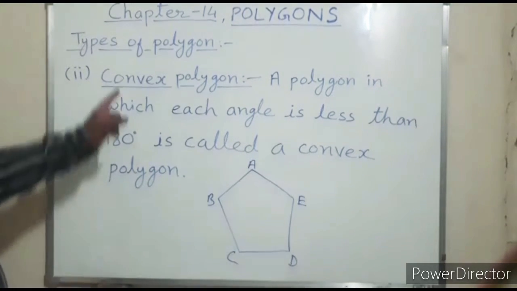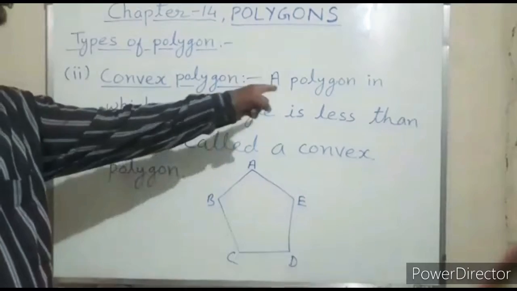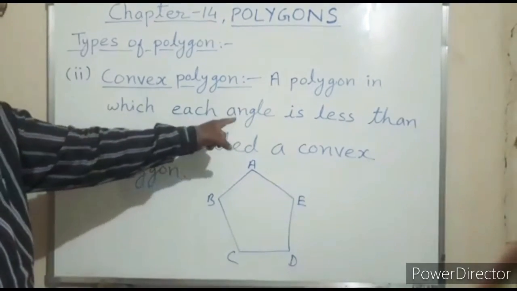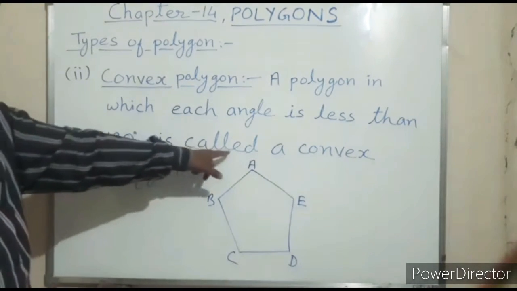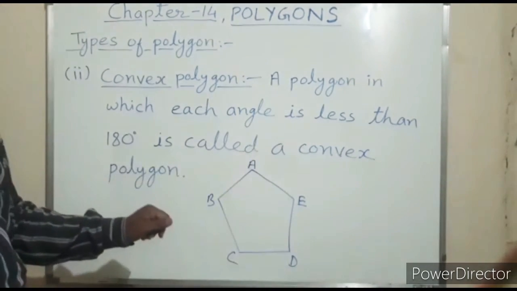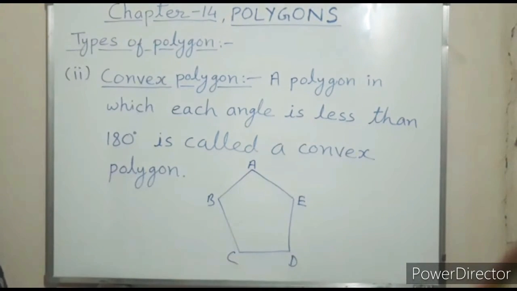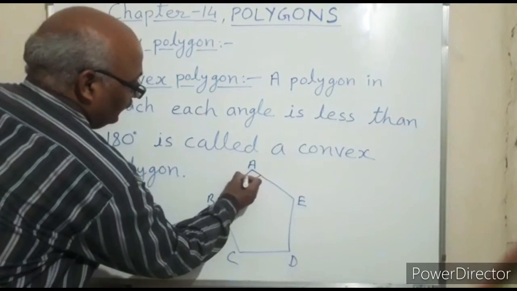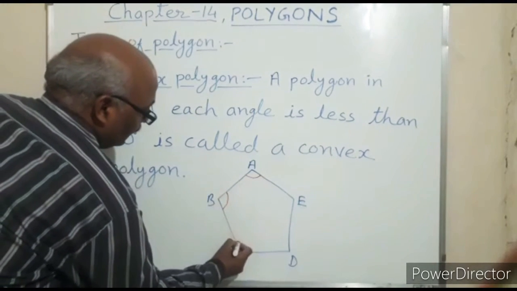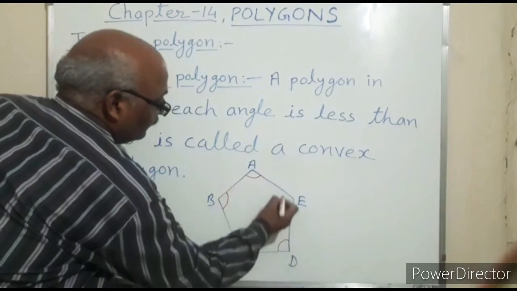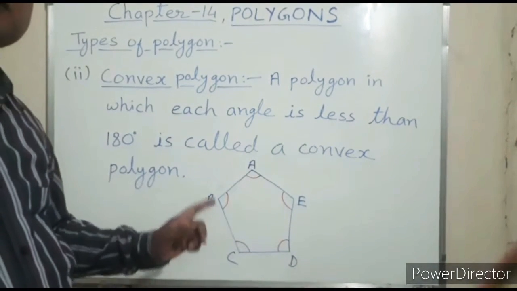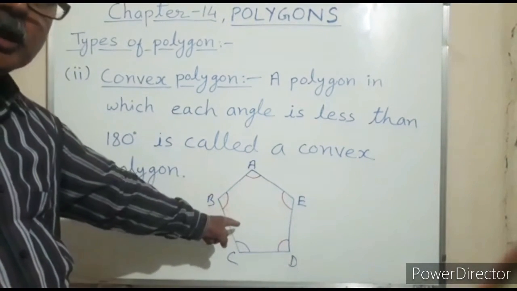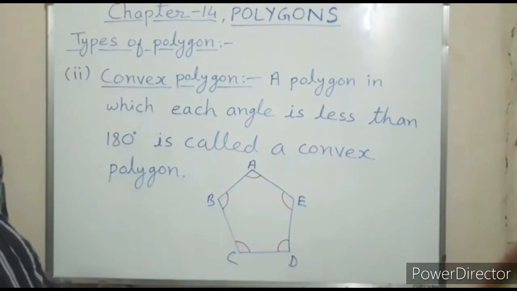The next type is convex polygon. A polygon in which each angle is less than 180 degree is called a convex polygon. You can see there is a pentagon here which is a polygon. The measure of each angle, angle A, angle B, angle C, angle D and angle E, every angle measure is less than 180 degree. So this type of polygon is known as convex polygon.